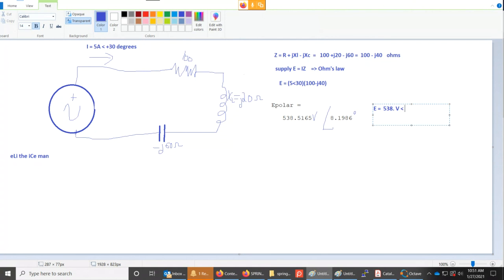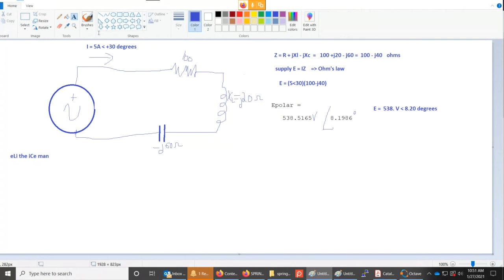At an angle of 8.20 degrees. And so that is how I would put this into Blackboard. Oh, yeah, you're correct. It is 39. Sorry. Good catch.